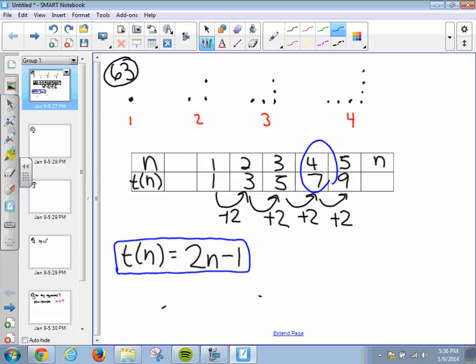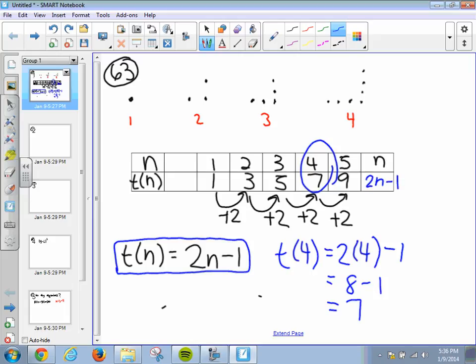This time I'm going to try it with 4, 7. So when I plug 4 in, if I do t of 4, I know that I should get 7 for an answer. So I'll do 2 times 4 minus 1, which is equal to 8 minus 1, which gives me 7. So we can see that our function works. Here I'm just going to write our function rule, which says 2n minus 1.